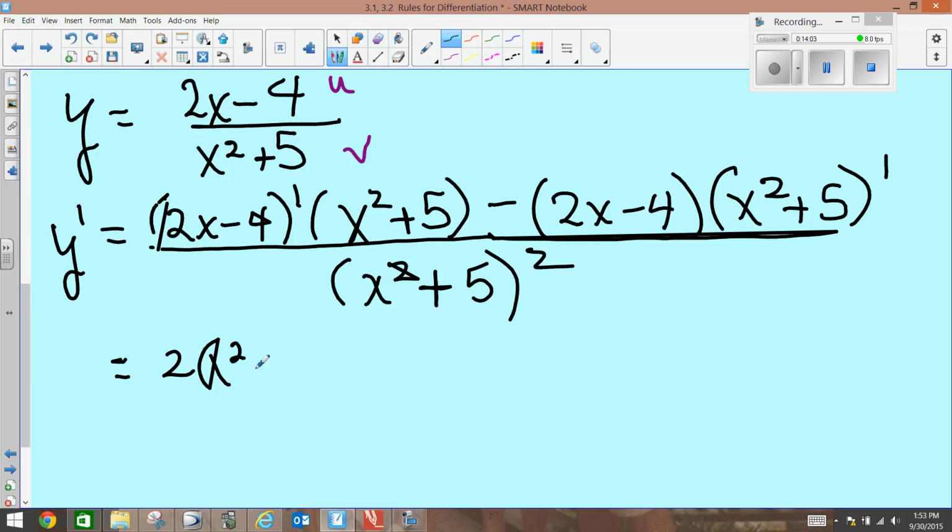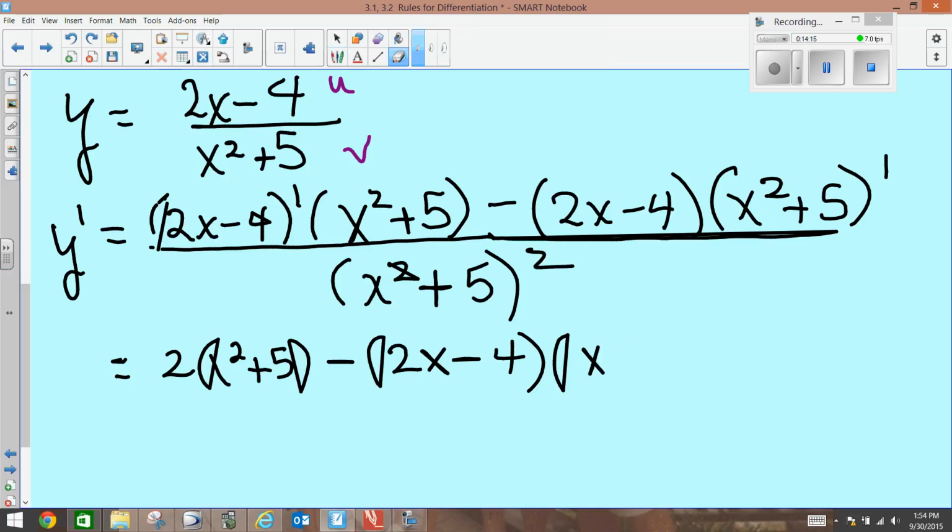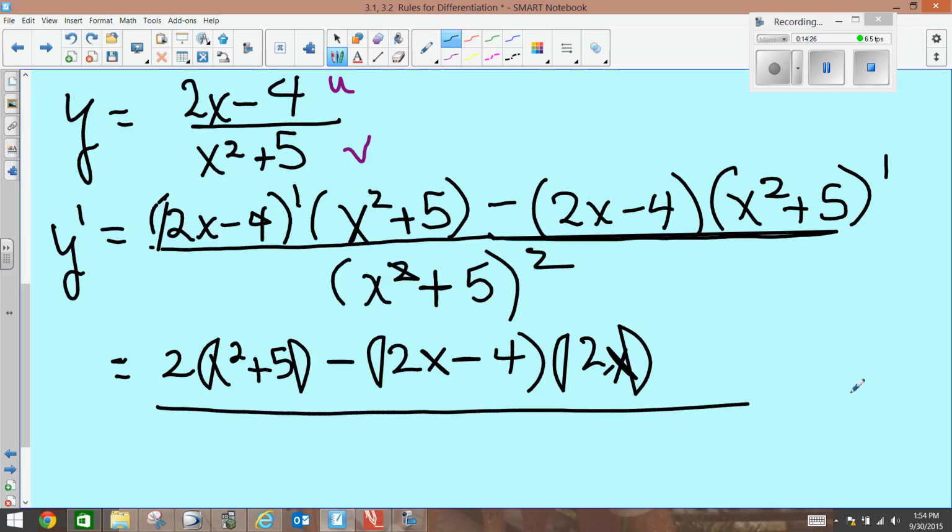Times x squared plus 5, minus, leave 2x minus 4 alone, times the derivative of x squared plus 5, which is 2x. Over x squared plus 5 squared.